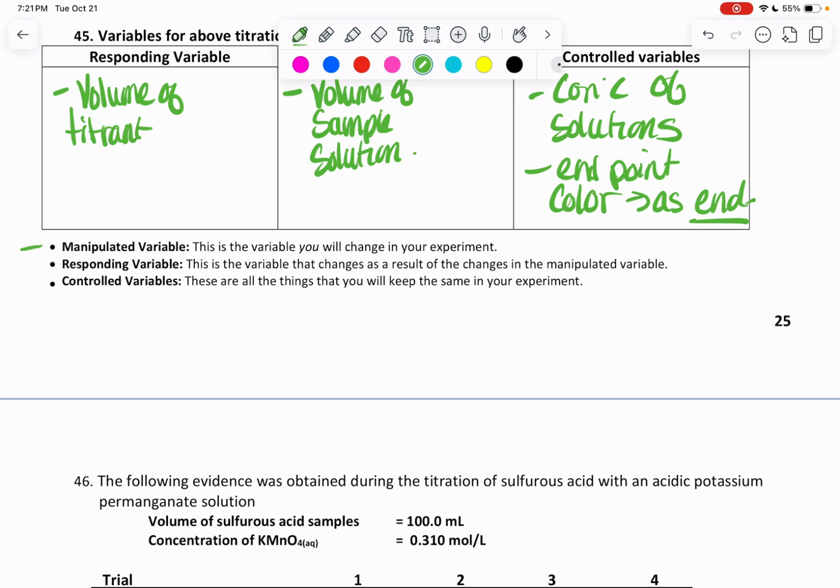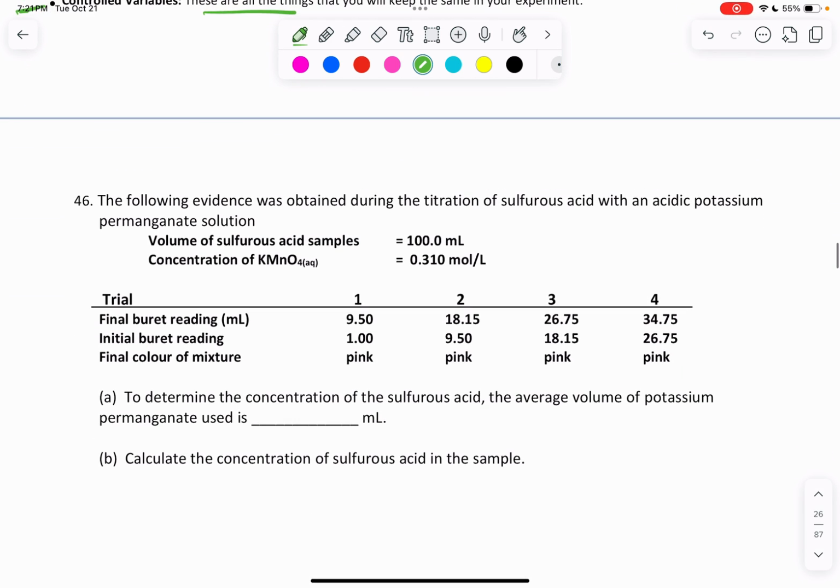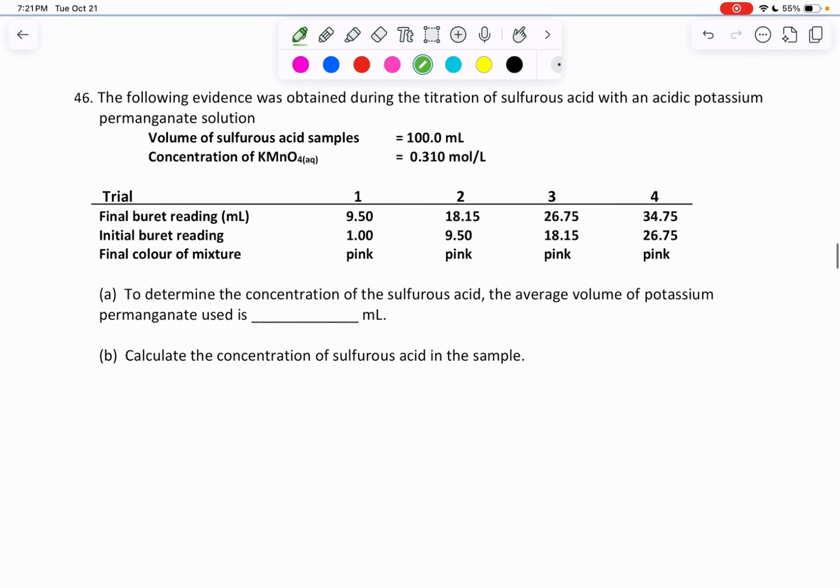So just remember that the manipulated variable is the variable that you change. The responding variable is the variable that changes as a result of your change. And the controlled variables are all the things that you keep the same. So now we're going to do this example.